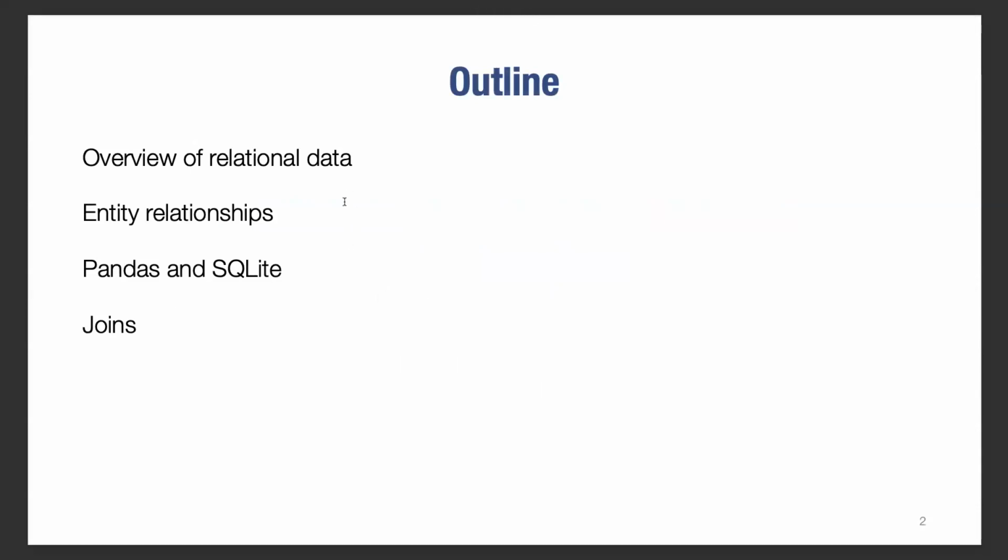So the outline for today is going to be, we're first going to look at relational data, understand what relational data is, then we'll understand what entity relationships are, then how to carry out relational data operations with respect to data science using pandas and SQLite. And then we're going to look at one very, very important topic when it comes to data in any form, joins. Okay. So starting with an overview of relational data.